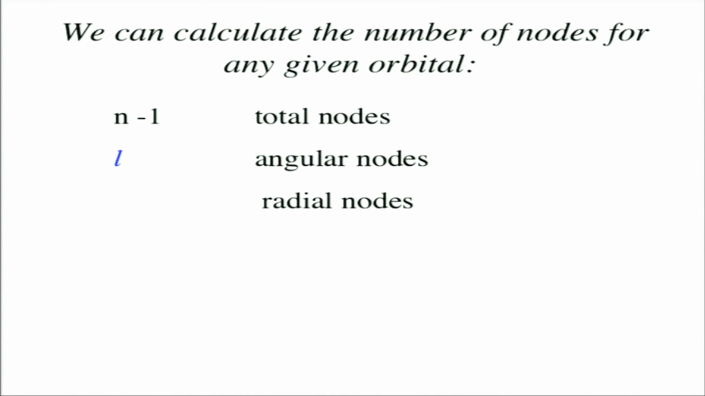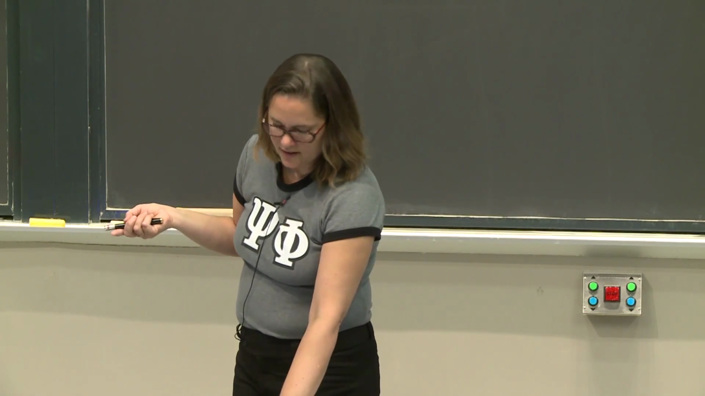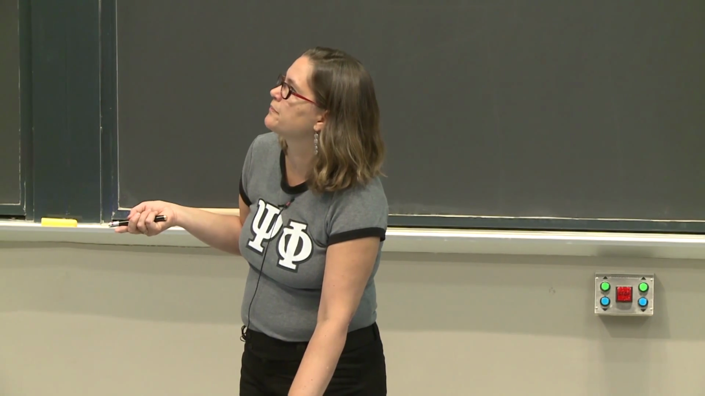Total nodes is going to be equal to n minus 1. The angular nodes is L. And as we saw before, the radial nodes are n minus 1 minus L. All right, so let's have more practice in calculating these, and then we'll look at some more diagrams.